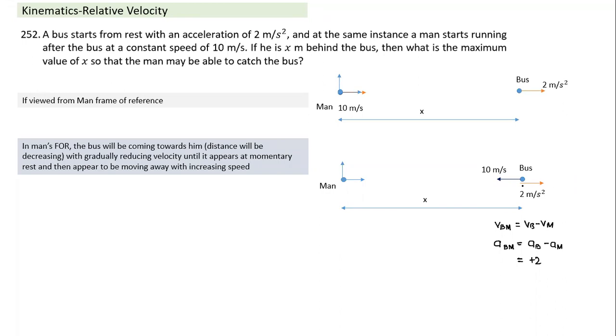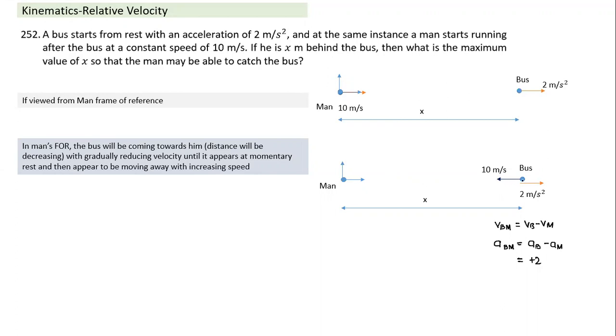Since there's an acceleration here, after 1 second, earlier it appeared to be approaching him at 10 meters per second, the bus will now appear to be approaching at 8 meters per second, and at 2 seconds, 6. So like this, the speed of approach of the bus will continuously keep on reducing because of this acceleration in the opposite direction, until it appears at momentary rest, then appears to be moving away with increasing speed. So what has to happen? We know in this case, when it moves like this, from this point, it will have a maximum displacement.